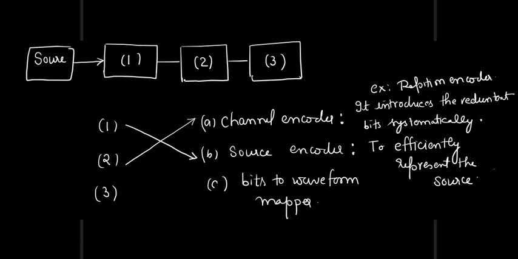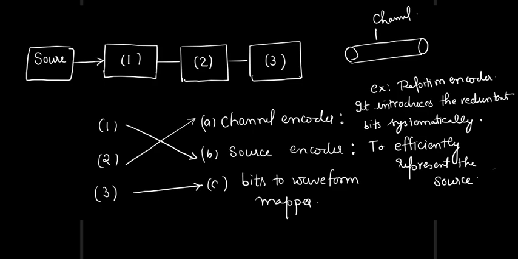And the third is C. Once we have bit streams, we have to convert them to some form of waveform in order to transmit over the channel. This is the channel. This channel can be anything, either optical fiber or the wire. Accordingly, whatever waveform this channel supports, you have to map your bits to that waveform.